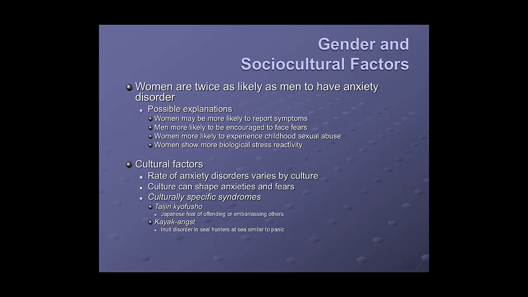So some very culturally specific syndromes that we've seen are things like taijin kyofusho, which is this Japanese fear of offending or embarrassing others, because that's very ingrained in the culture to be polite. Some individuals, if they are possibly predisposed to developing an anxiety disorder, would manifest it in this way. Kayak angst is an Inuit disorder, and we see seal hunters, when they are at sea, particularly if they are alone in a kayak, they panic. Again, it's a situation that's very specific to that culture, and that's not something that we would see in our own culture, but it's one way that an anxiety disorder can manifest itself.